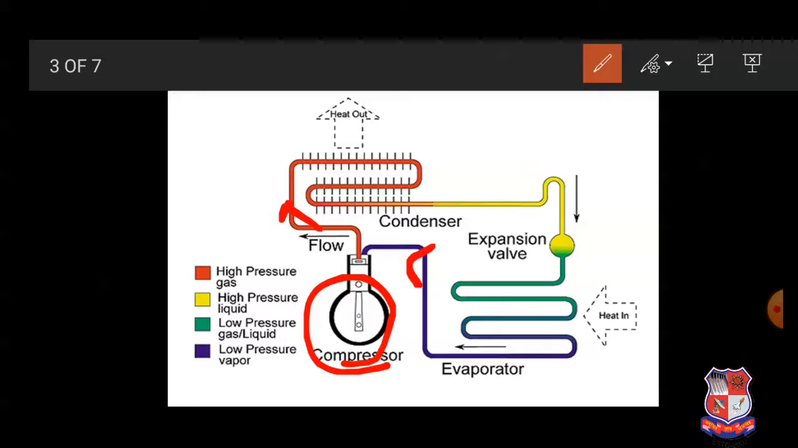In the condenser, the high pressure, high temperature vapor refrigerant is cooled and condensed. While passing through the condenser, it gives up its latent heat to the surroundings by a condensing medium which is normally air or water. After the condenser, we get high pressure, high temperature liquid refrigerant.